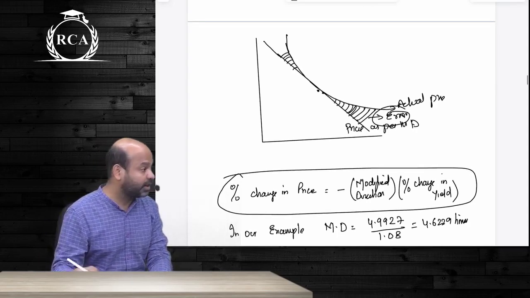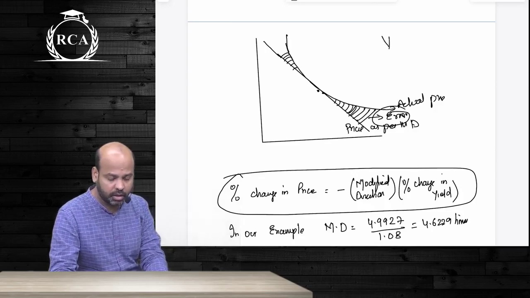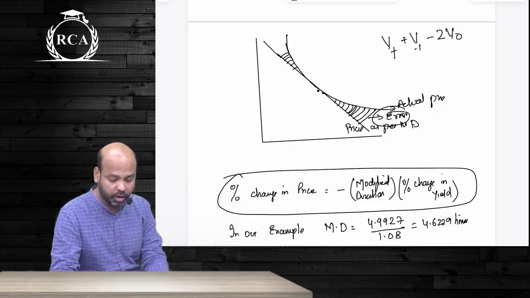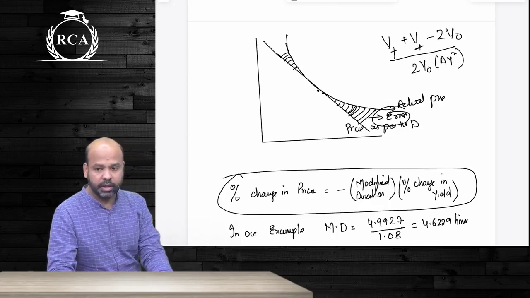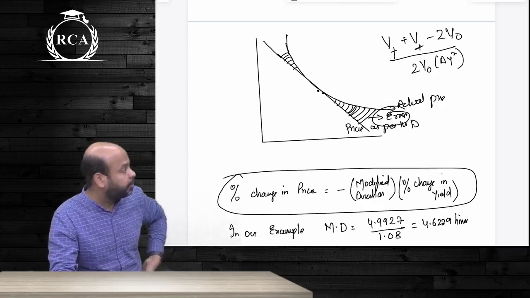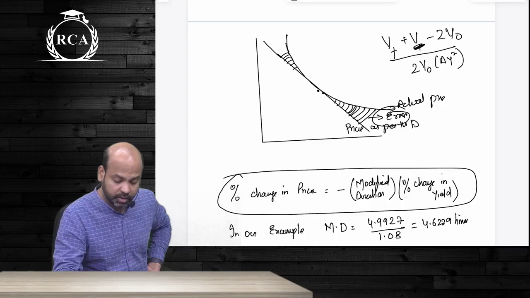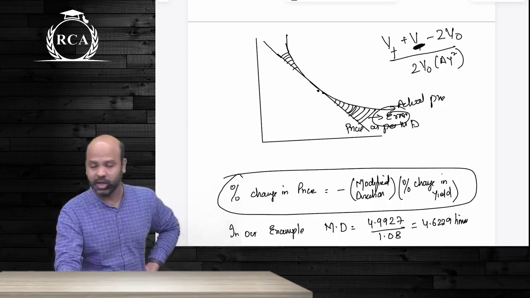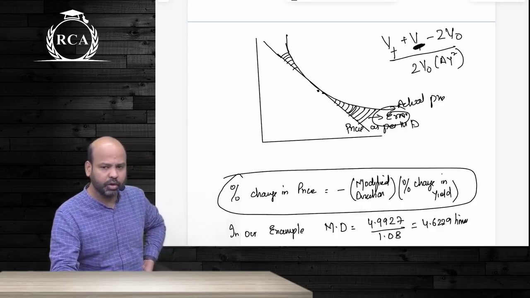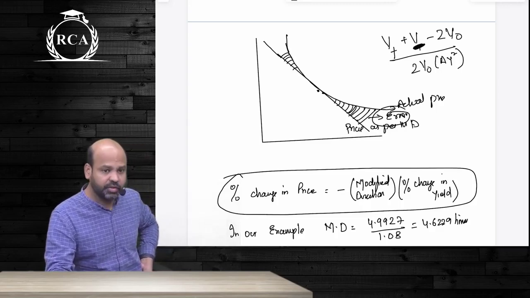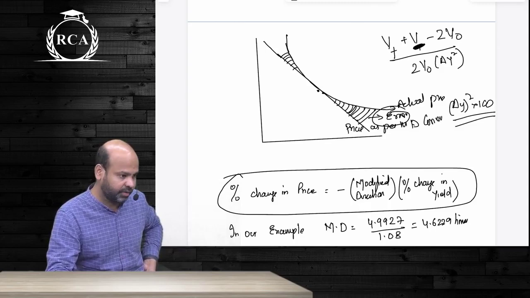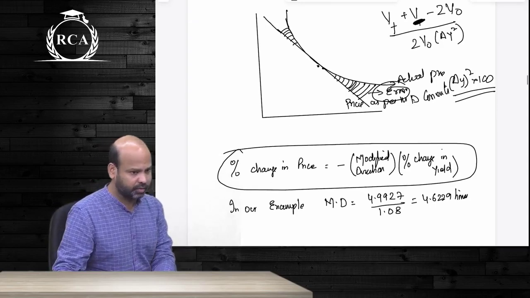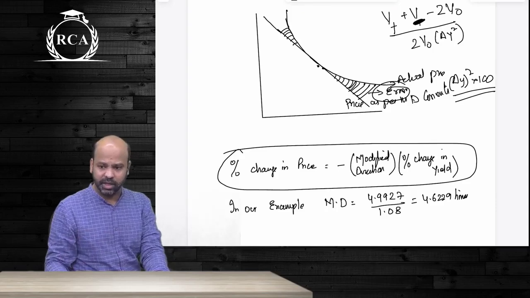How do you compute convexity, guys? It will be V plus plus V minus minus 2V naught divided by 2V naught into delta Y square. Do you remember or not, guys? It will be V plus plus V minus minus 2V naught divided by 2V naught into delta Y square. This is how you will compute convexity, guys. After computing convexity, we have to compute convexity adjustment, which will be convexity multiplied by delta Y square multiplied by 100. This has come in the examination only once, guys, but it is still covered as a part of your syllabus.